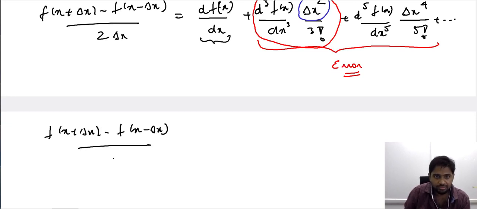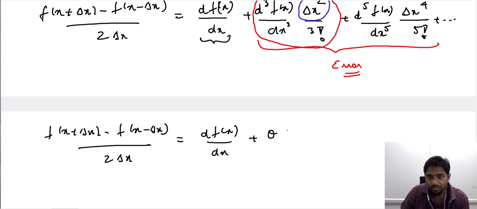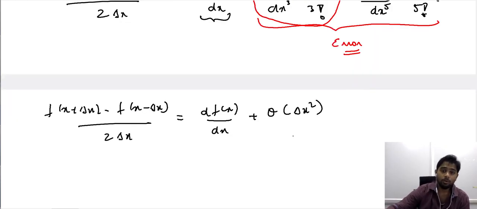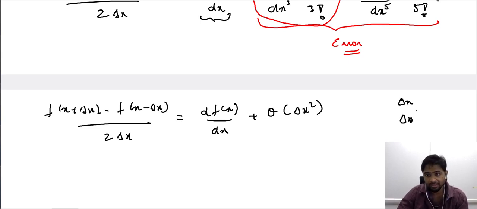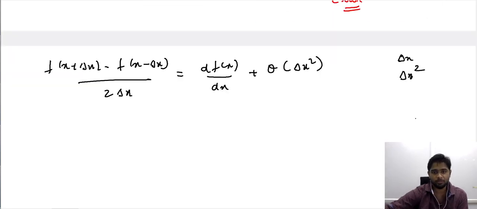There is an error associated with it, but this error that we have found is of the order of delta x square. When you consider the forward difference and the backward difference, the error was of the order of delta x, but in this technique, the error is of the order of delta x square. So what it essentially means is that we have significantly reduced our error by this new approximation technique, and this technique is referred to as the central difference.